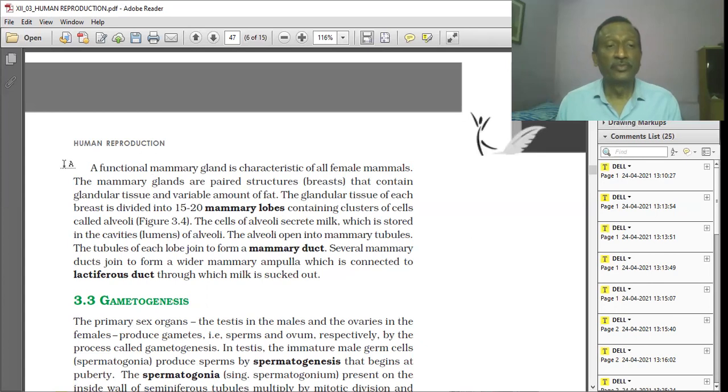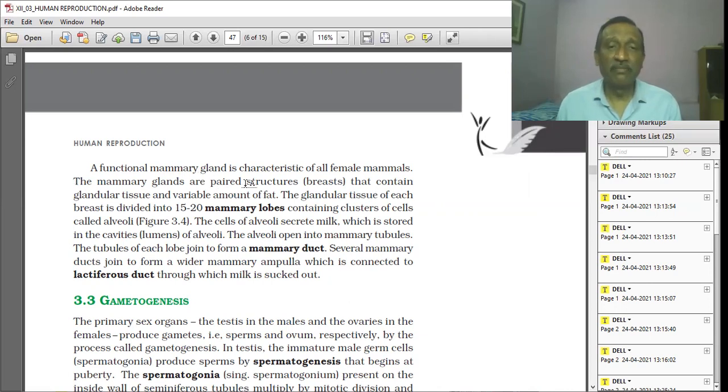Okay, now another organ which is found in the female, which is not there in the male, is the mammary glands. And mammary glands in male is highly reduced and it has just a rudimentary structure, whereas in females this is actually the part which will be giving nourishment to the newborn child. So a functional mammary gland is characteristic of all female mammals. In all the female mammals, may it be human or a dog or an elephant or a rabbit or a cat or whatever type of mammals you see, they all have this.